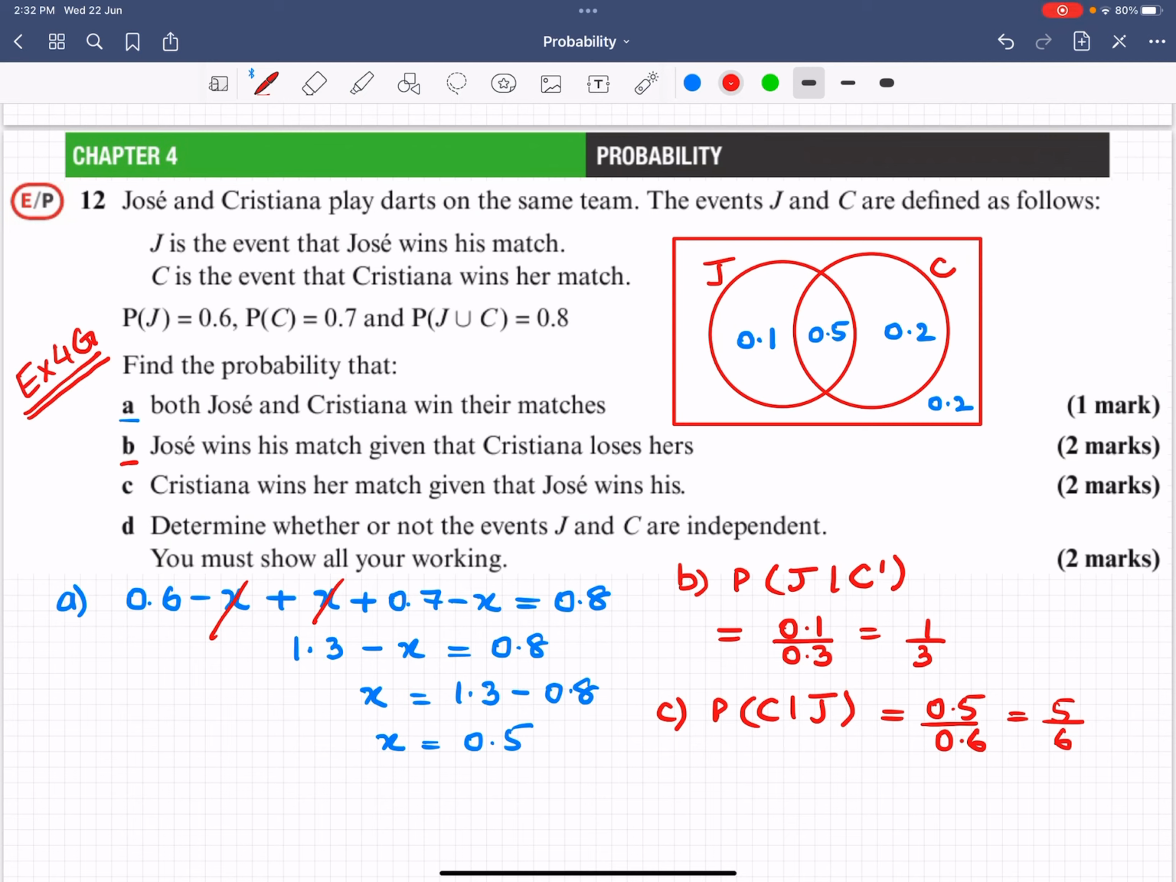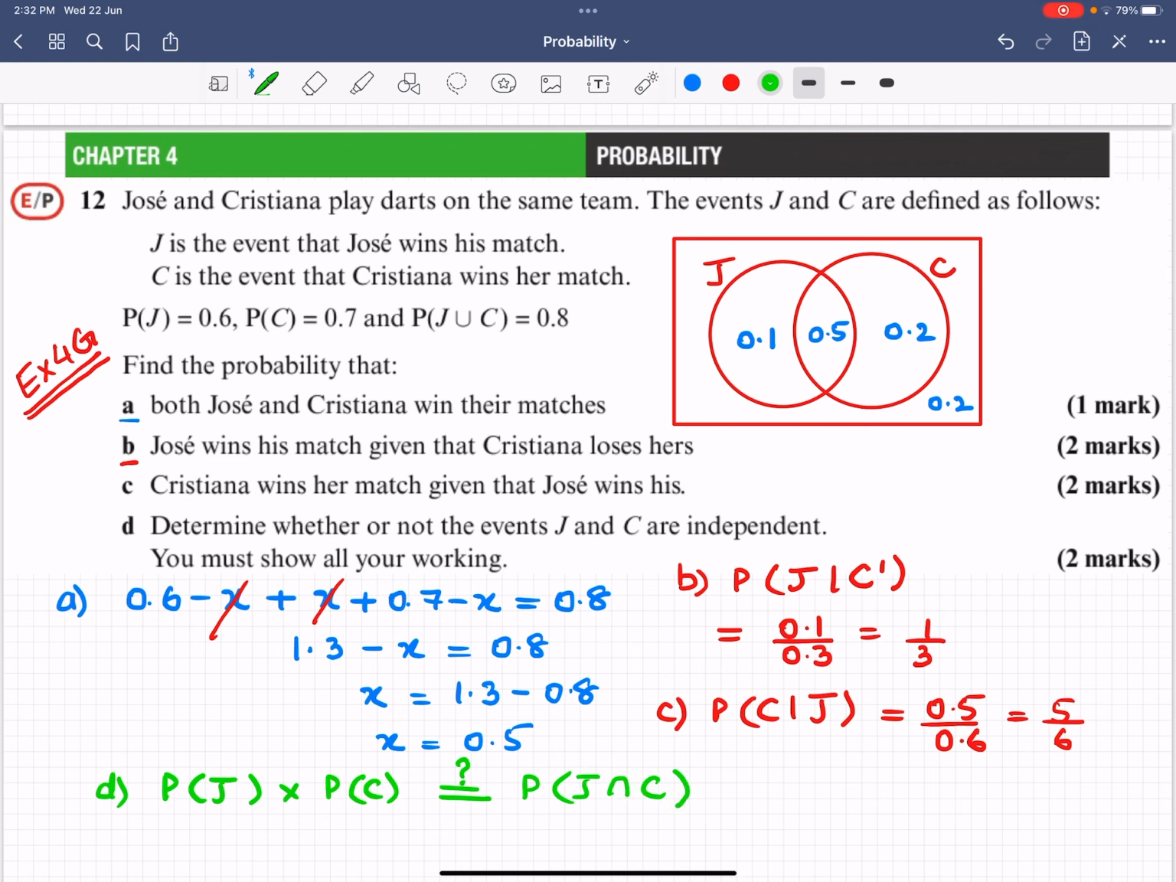And the last question is, determine whether or not the events J and C are independent. In order to find out whether the events are independent, we need to find out whether the probability of event J multiplied by the probability of event C is equal to the probability of event J intersection C.